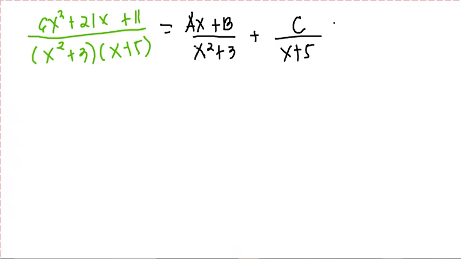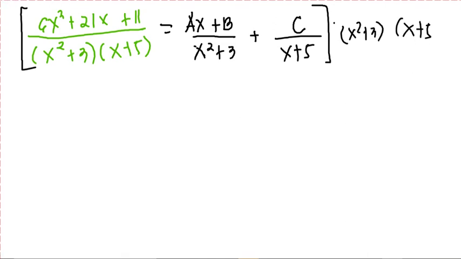So this is aton nga equation. So we are going to simplify this by multiplying sa aton nga x squared plus 3 multiplied by x plus 5. And then we are going to perform the operation to simplify this. So we will have 6x squared plus 21x plus 11 is equal to, so we will have ax plus b.